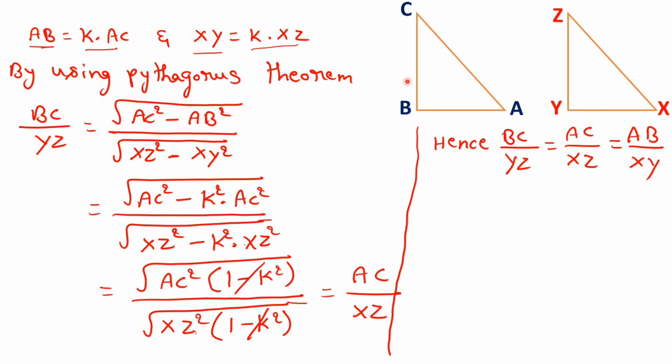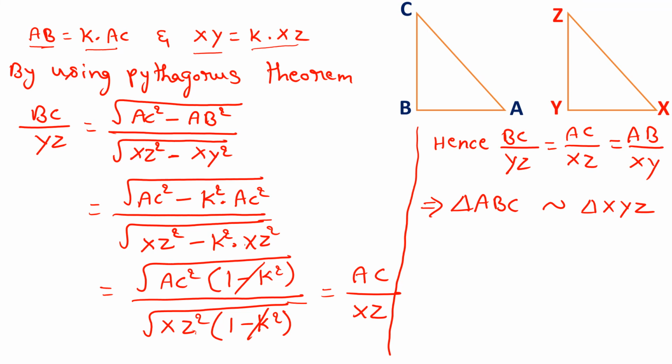So the corresponding sides are in proportionality, and if the corresponding sides are in proportionality, then the triangles are similar. Which implies triangle ABC is similar to triangle XYZ. The corresponding sides are in proportionality in the two triangles, so the two triangles are similar.